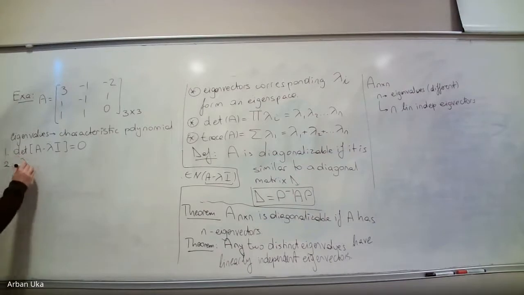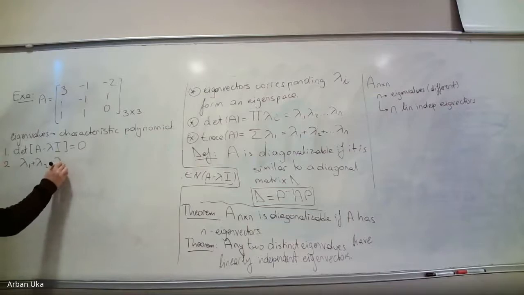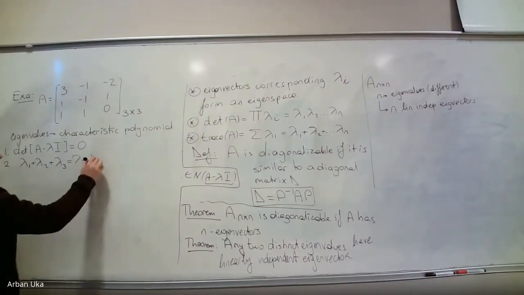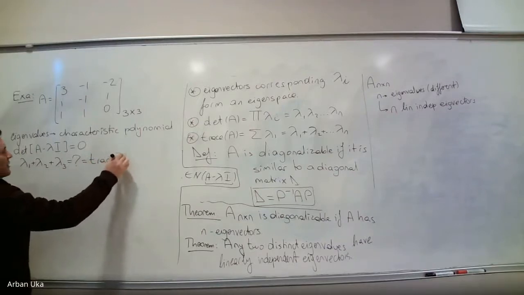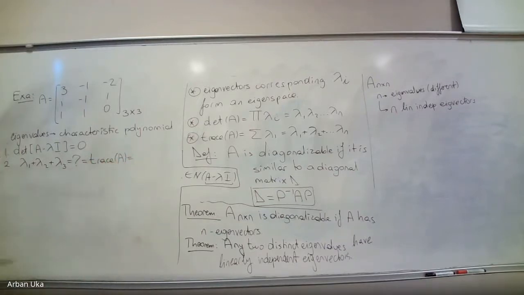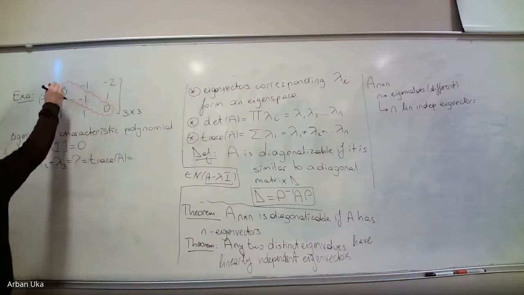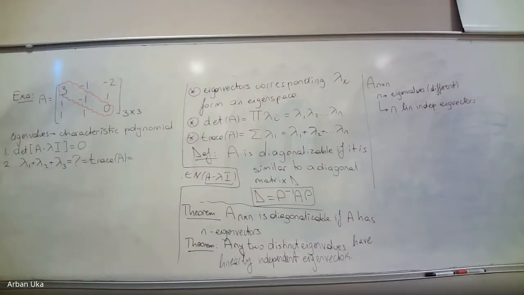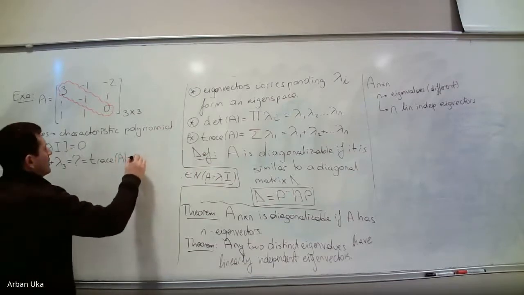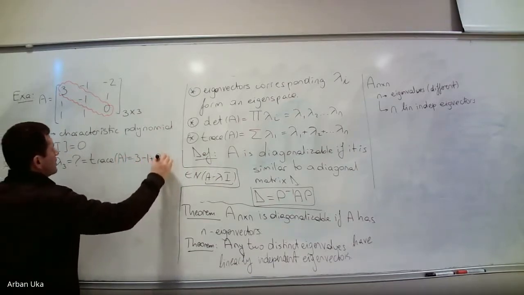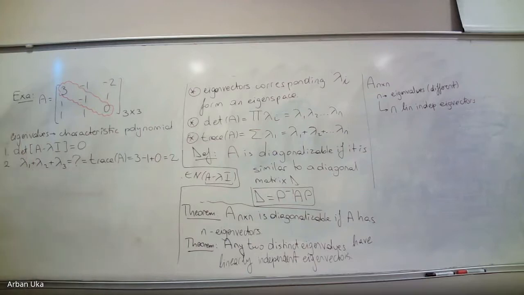Another one we can use is the following: lambda 1 plus lambda 2 plus lambda 3. What is this equal to? We can say that this would be equal to the trace of A, and the trace of A is defined as the summation of the diagonal numbers, which in this case would be equal to 3 minus 1 plus 0. This is equal to 2.